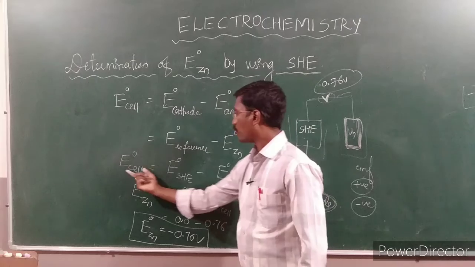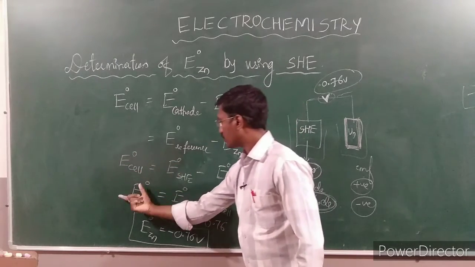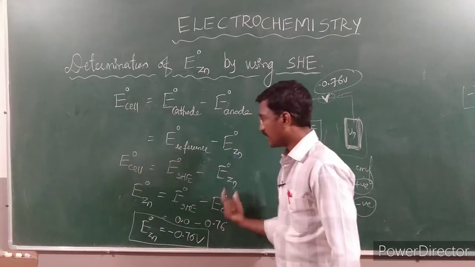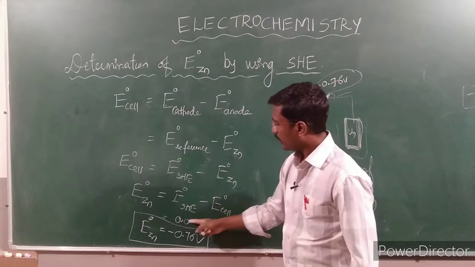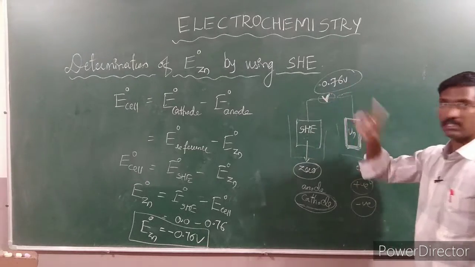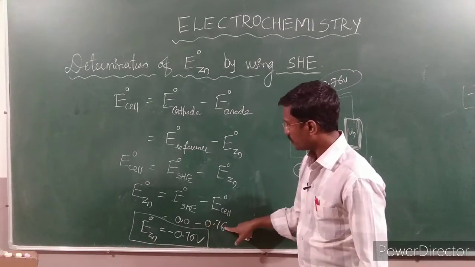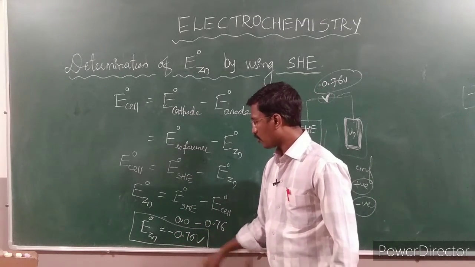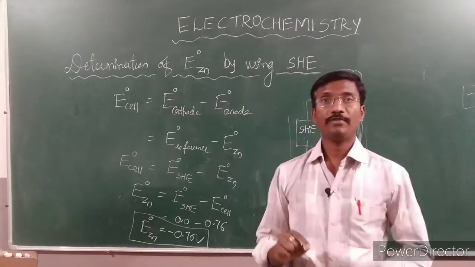How much did we observe for zinc? The total potential is E cell naught. We send the zinc to that side, so this minus becomes plus, and E cell naught we take to the right side, so this plus becomes minus E cell naught. The SHE value is 0, and the E cell naught value observed in the experiment is 0.76. Here minus stays as it is. 0 minus 0.76 is overall minus 0.76 volt. This is the standard value of zinc.